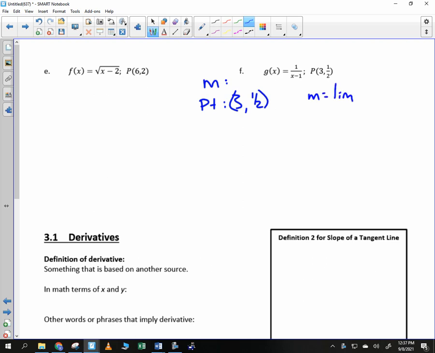Limit as x approaches 3. So as x approaches a, in this case, a is 3, of f of x, which is 1 over x minus 1, minus f of a. So if you plug 3 in, you get 1/2 divided by x minus 3. This is amazing. And you should know that if we were to plug in 3, what would we get? 0 over 0.